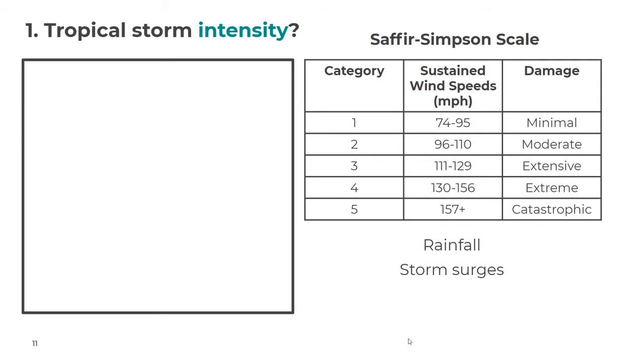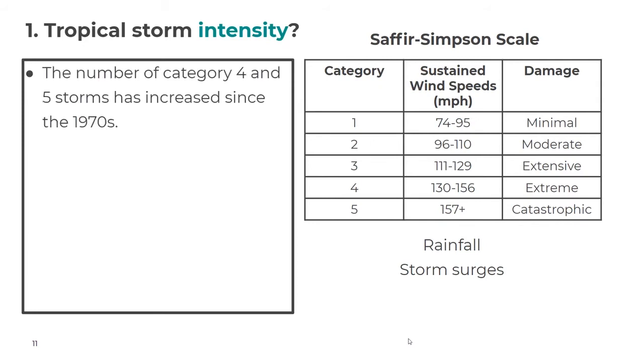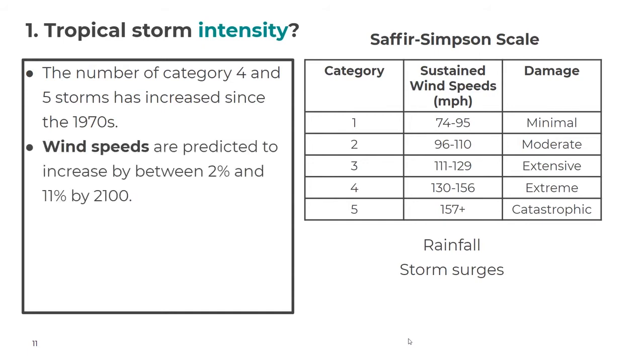So what do we know so far? Well, we know that the number of Category 4 and 5 storms has increased since the 1970s, suggesting that tropical storm intensity is increasing. But what about the future? There's a suggestion that wind speeds are predicted to increase by between 2% and 11% by 2100, which of course suggests to us that tropical storms are going to continue to increase in intensity.